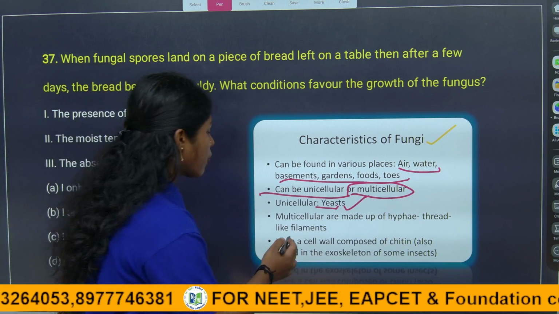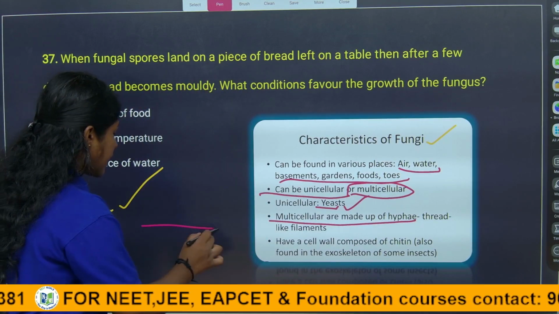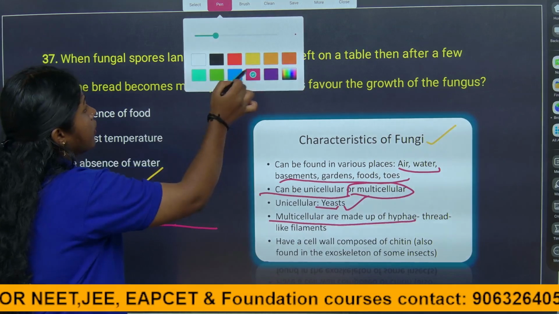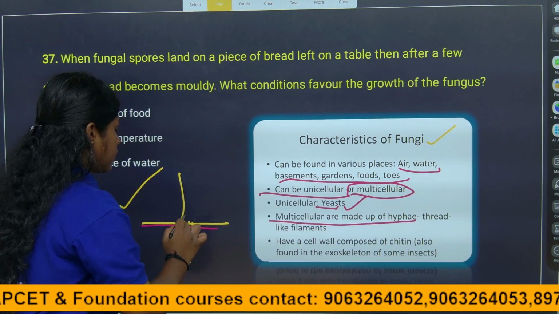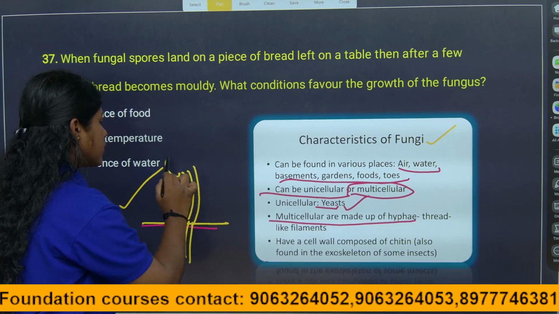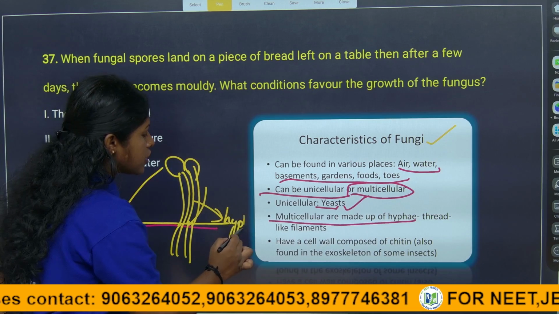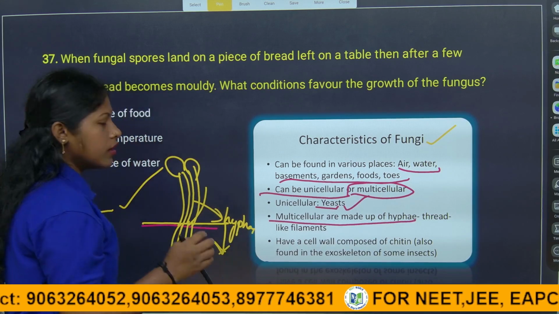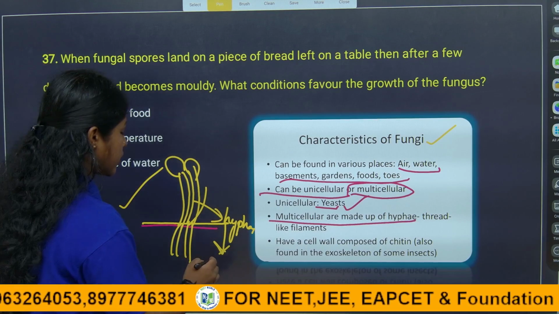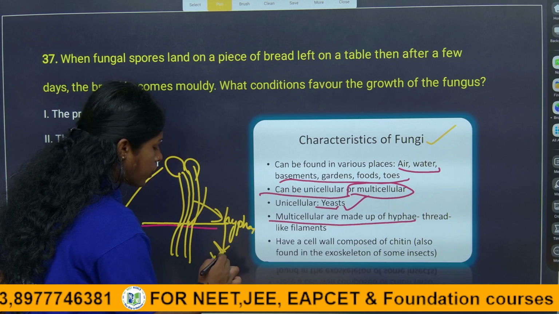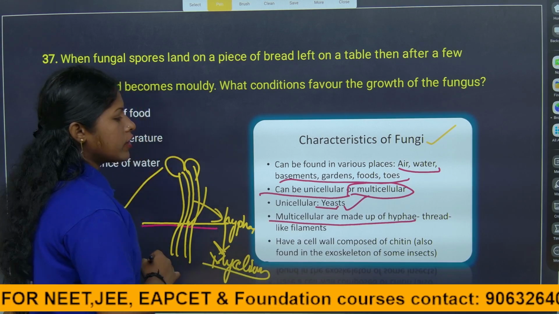So multicellular fungi are made up of hyphae. Even the rhizopus, children, has long slender filaments which we call hyphae, right children? The hyphae, when we see, are the long filamentous slender structures which are tangled together, twisted together. We call the collection of hyphae as mycelium. Mycelium, right children? So they are made up of hyphae.